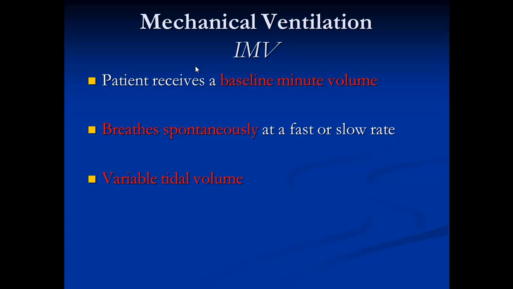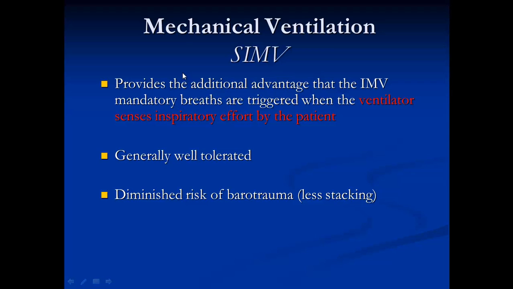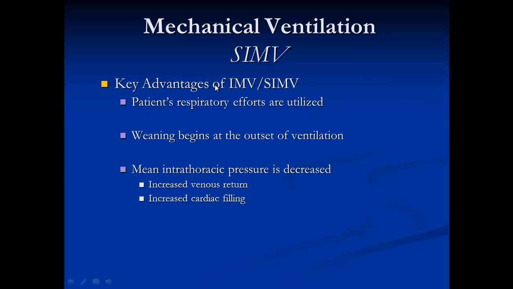So basically, IMV and SIMV are very similar. A patient receives a baseline minute volume. The patient breathes spontaneously, so it could be fast, it could be slow, and it has a variable tidal volume. SIMV is also explained here. The key advantage of this is that the patient's respiratory efforts are utilized. It is a mode of weaning.